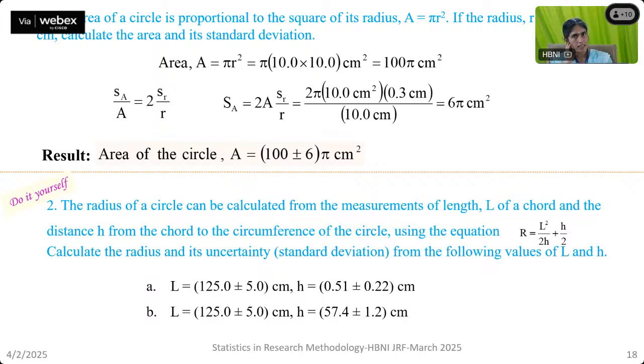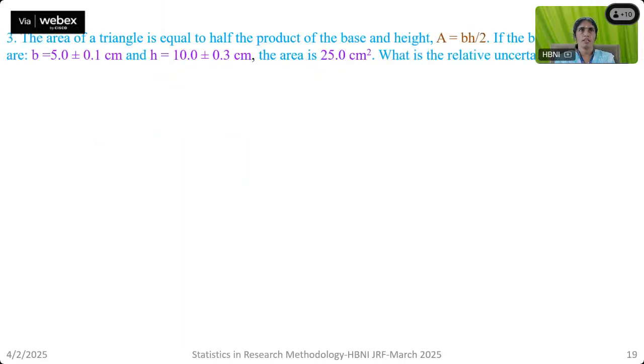You can see that the lengths of the chord are almost the same, but the heights are different. Okay, so you can calculate. The result I'll discuss in the next class. So you can note down this question and get practice on this. We go ahead.